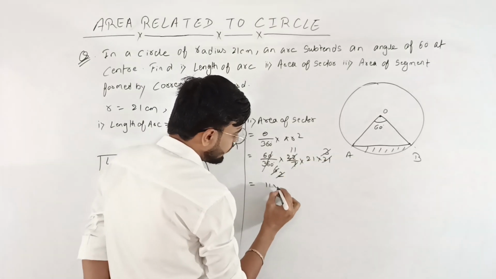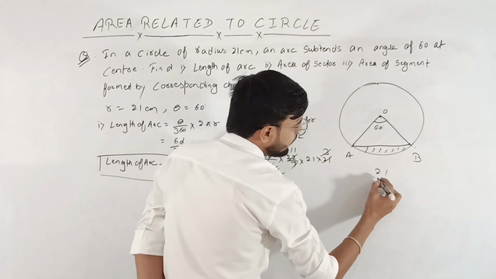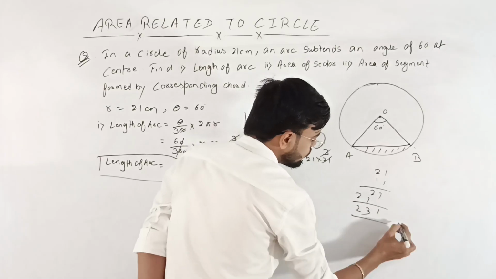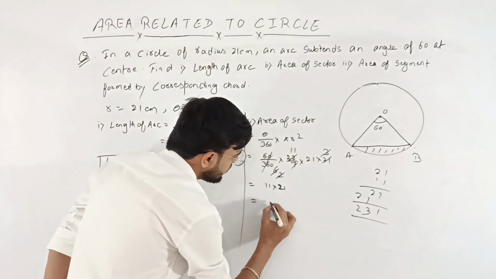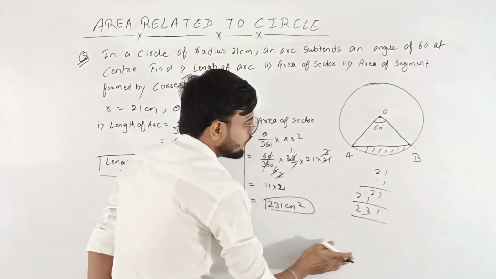So now what is left is 11 into 21. Now we multiply 21 and 11. So this is 21, this is 21, 1 3 2, so 231. So area of sector is 231 centimeter square.